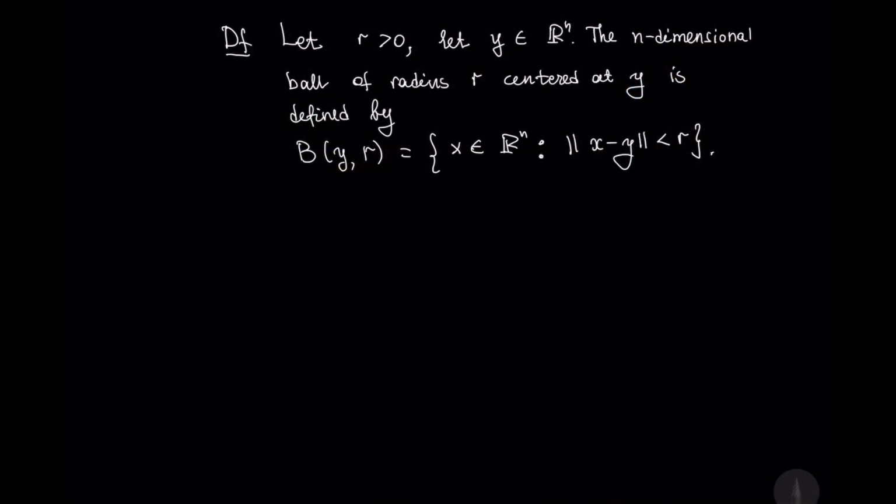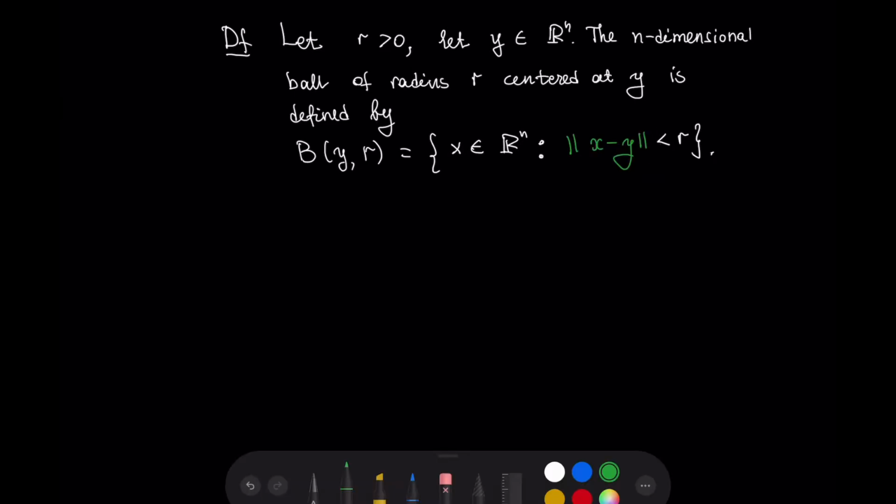Let us now define the n-dimensional ball of radius r centered at the point y in Rn. It's actually going to be this set: the set of all points x in Rn such that the distance from these points to the point y is less than r. Because this norm of x minus y is actually the distance between the points x and y. Let us illustrate this on the example of R2.